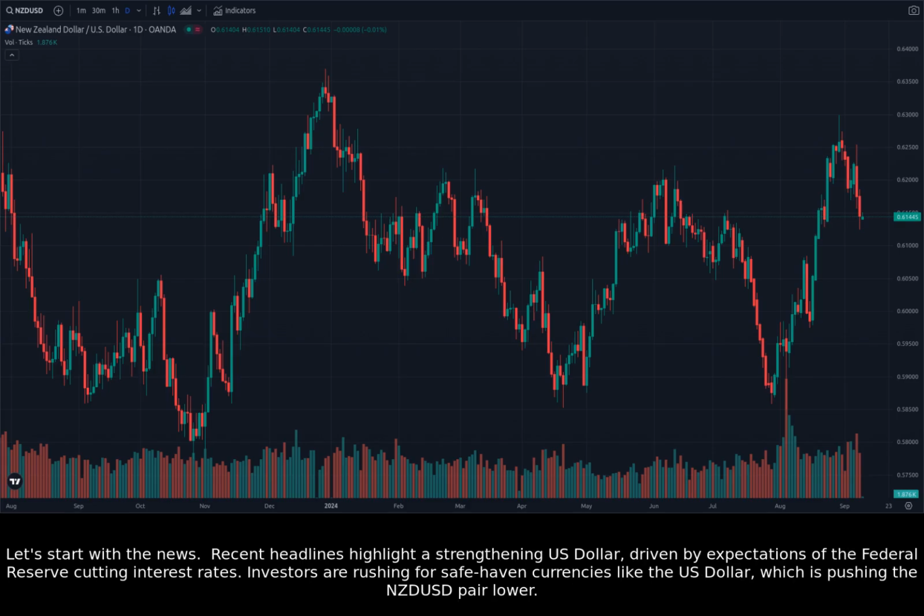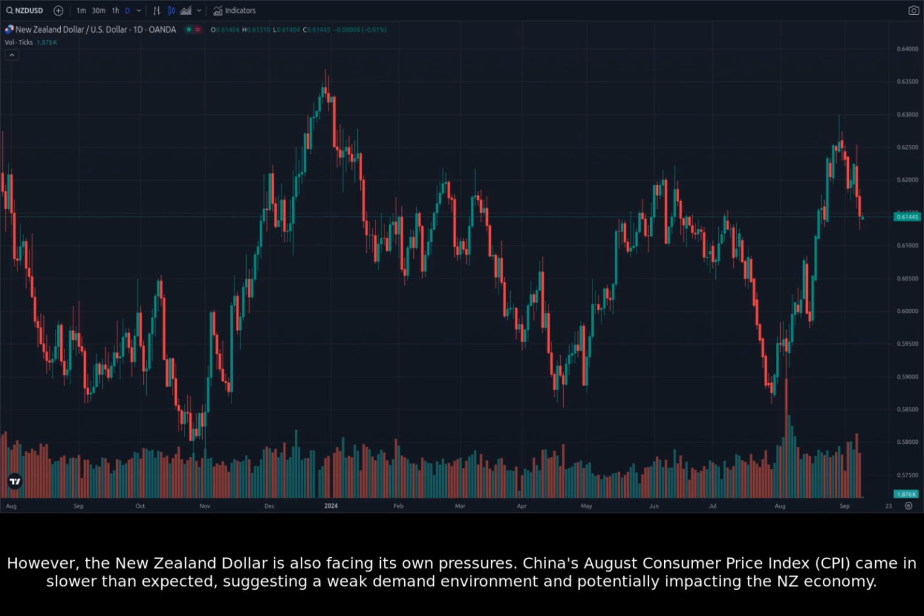Recent headlines highlight a strengthening US dollar, driven by expectations of the Federal Reserve cutting interest rates. Investors are rushing for safe haven currencies like the US dollar, which is pushing the NZDUSD pair lower. However, the New Zealand dollar is also facing its own pressures.